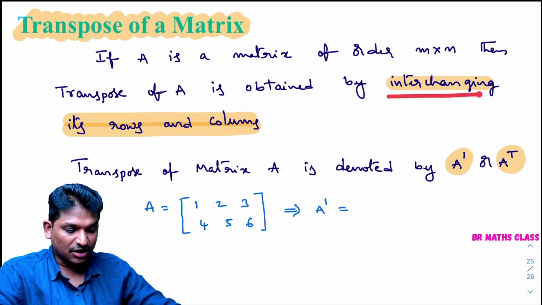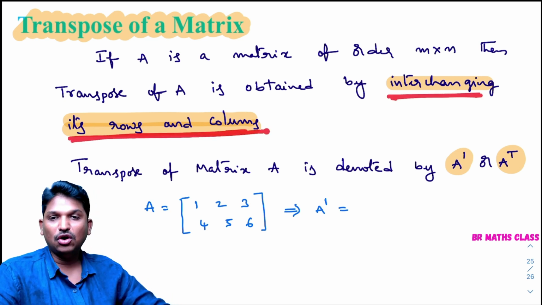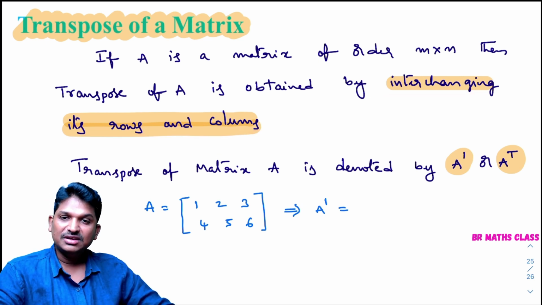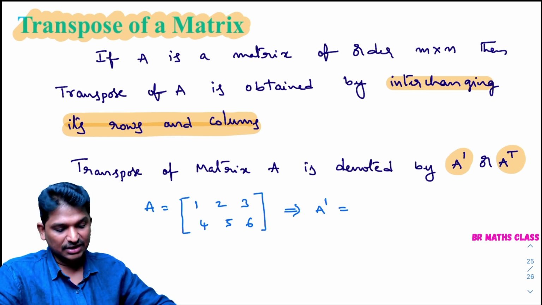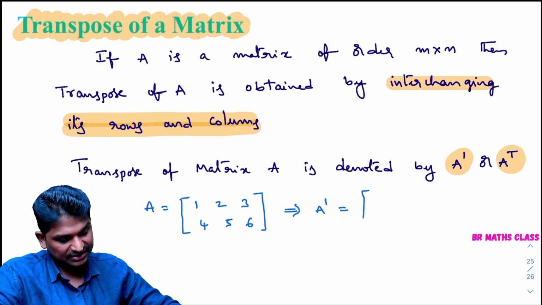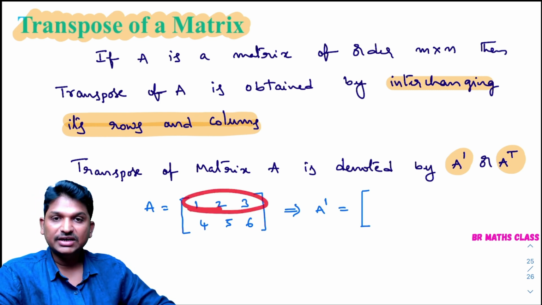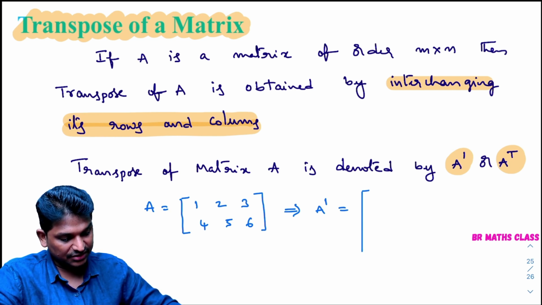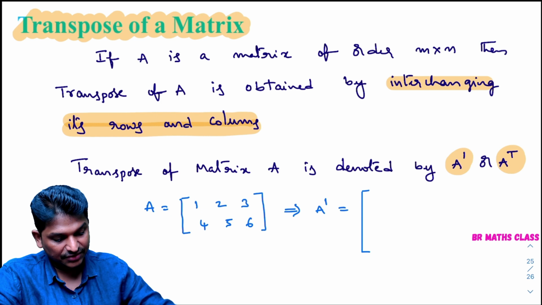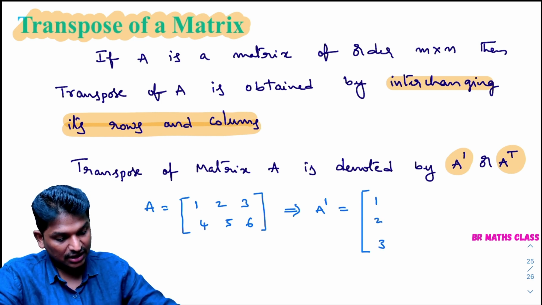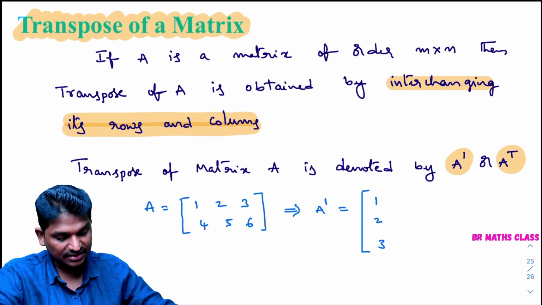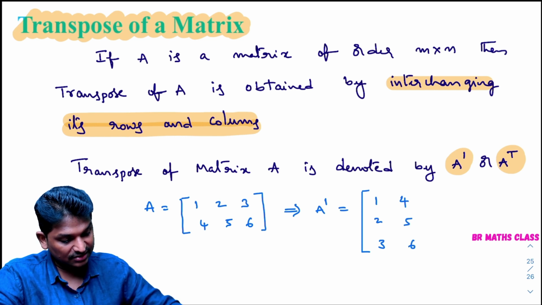Transpose of matrix A is obtained by interchanging its rows and columns. That means interchanging rows into columns and columns into rows. Here, a little tricky thing is there in this definition. So, very simple thing is, I'll take the first row here and write it as the first column. What you will get? 1, 2, 3. Now, you take the second row and write it as the second column here, 4, 5, 6.